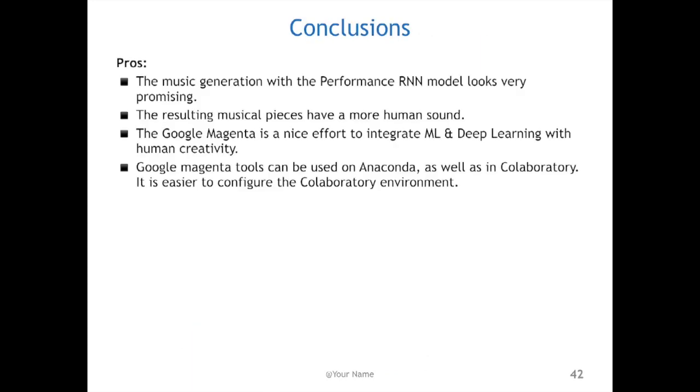Conclusions. Pros. The music generation with the Performance RNN model looks very promising. The resulting musical pieces have a more human sound. Google Magenta is a nice effort to integrate machine learning and deep learning with human creativity. Google Magenta tools can be used on Anaconda as well as in Colaboratory. Actually, it is easier to configure the Colaboratory environment.